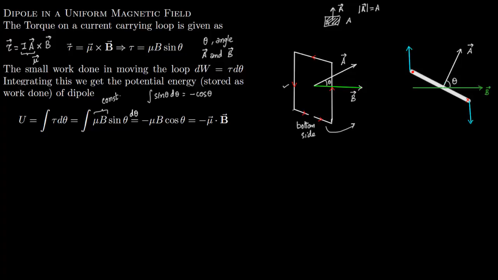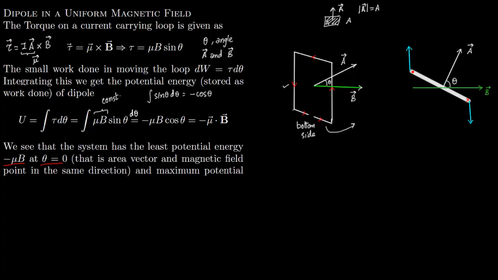So we see that the system has the least potential energy, minus mu B, at theta equals 0. You plug in theta equals 0, you get minus mu B. So this is how theta equals 0 looks like. The magnetic field and the area vector are in the same direction. Notice that you have a dot here and a cross here. Dot means the current is coming out of the screen at you, and cross means current is going inside, just like in the case above.